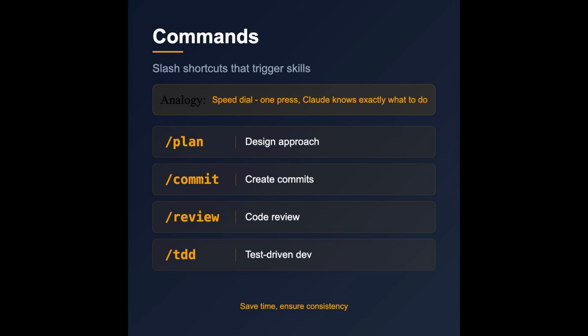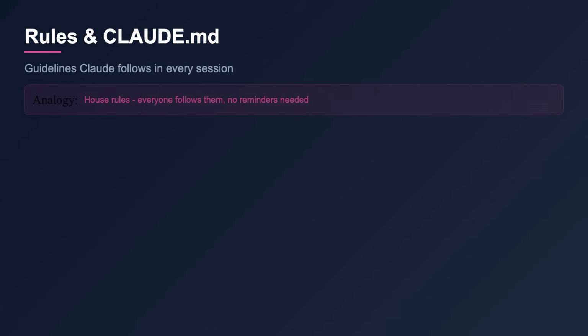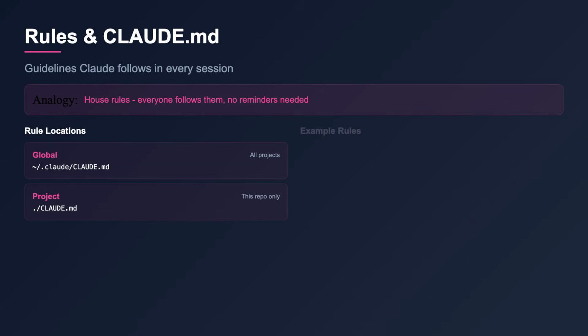Commands trigger skills behind the scenes. /plan activates the planning skill. /tdd starts the test-driven development workflow. They save time and ensure consistency. The most common commands include /plan for designing approaches, /commit for creating Git commits, and /review for code reviews.